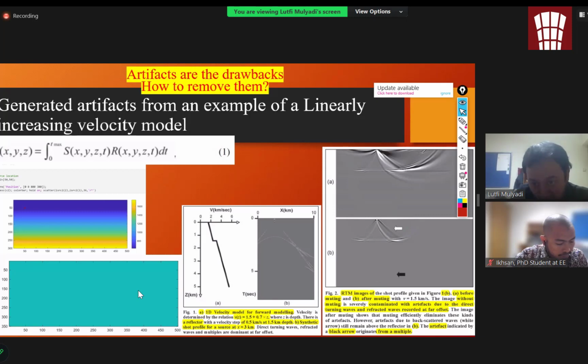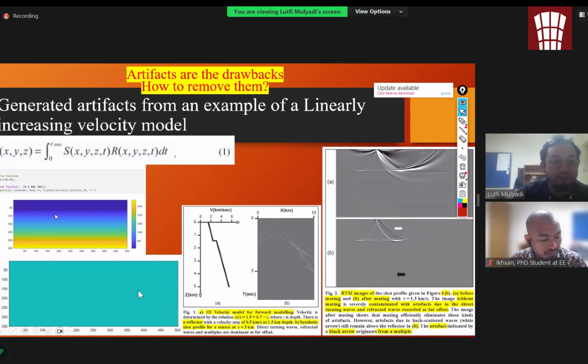We still have an artifact at the black arrow down here, on this side. This is from a multiple. I'm going to discuss what kind of wave this is by giving you an example here.